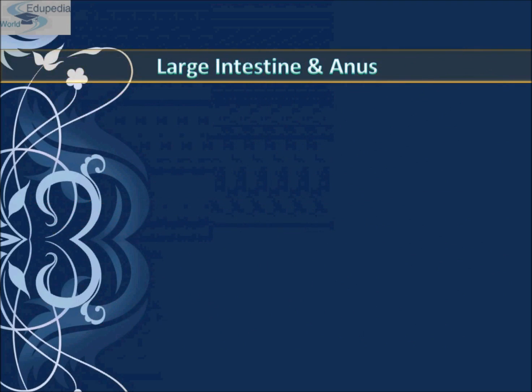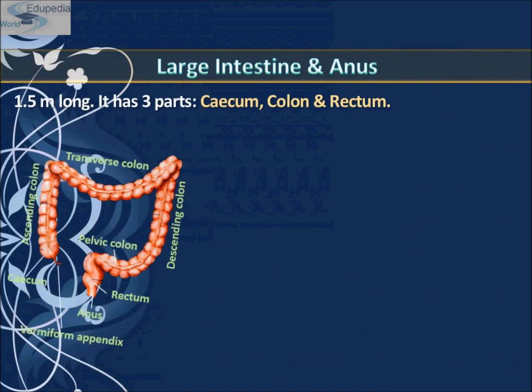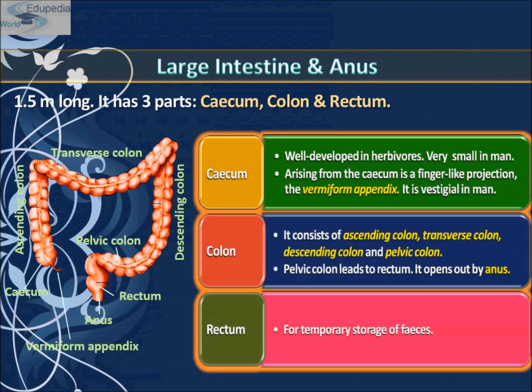Now comes the large intestine and the anus. It is about 1.5 meters long. It has three parts, of course: cecum, colon and the rectum. Okay. The large intestine has several major components. The cecum is the large pouch-like entrance to the right side of the colon. There is a circular muscle, or sphincter, that separates the small intestine from the large intestine. The sphincter protects the small intestine from the concentrated bacteria of the large intestine.